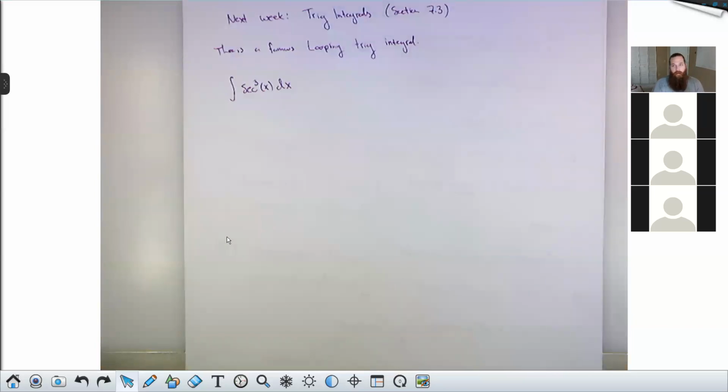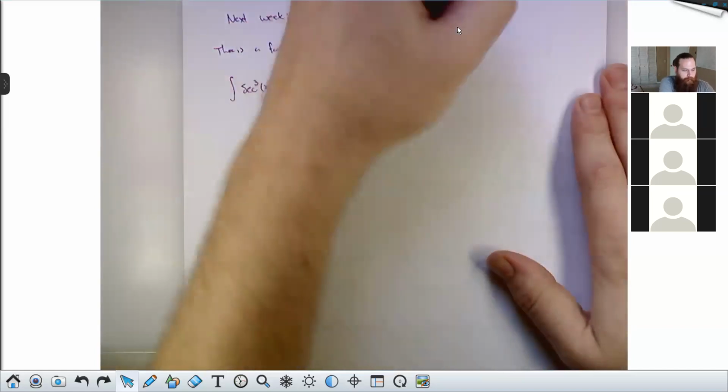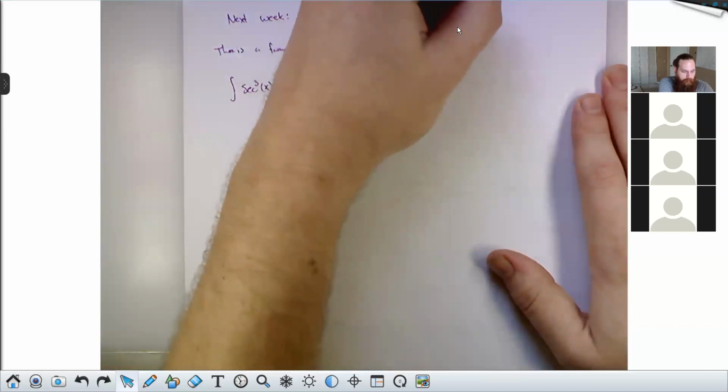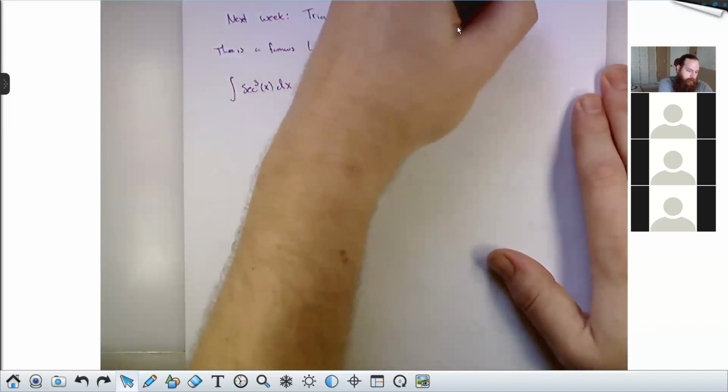Also, secant cubed times tangent squared. Secant to the 5 times tangent to the 4. Any odd power of secant times an even power of tangent turns out to be tricky. So for all these trig integrals, you really want to study up your trig identities.